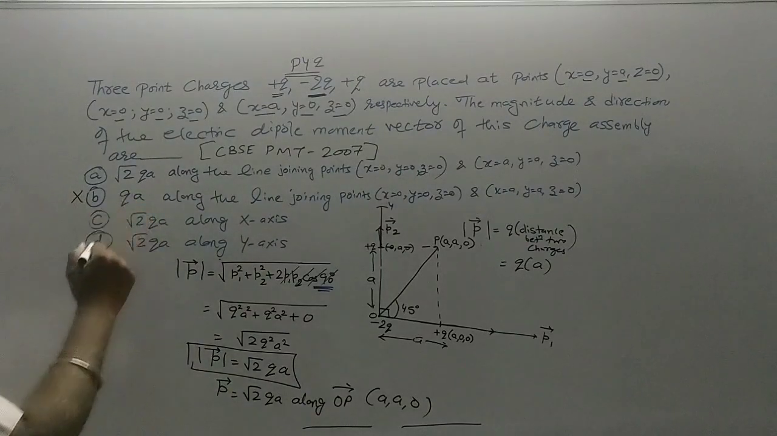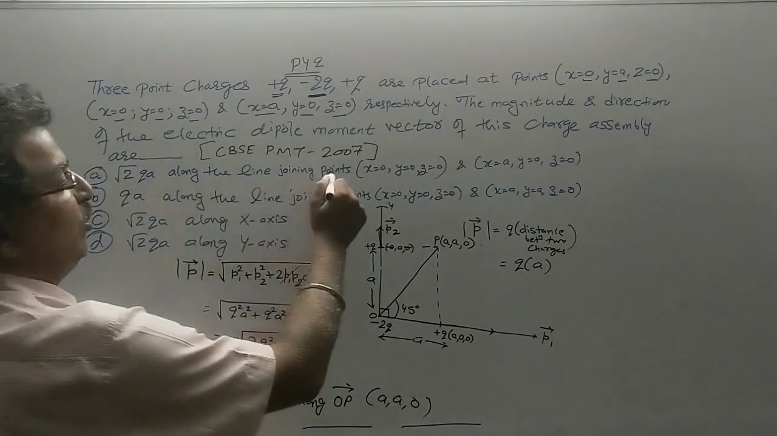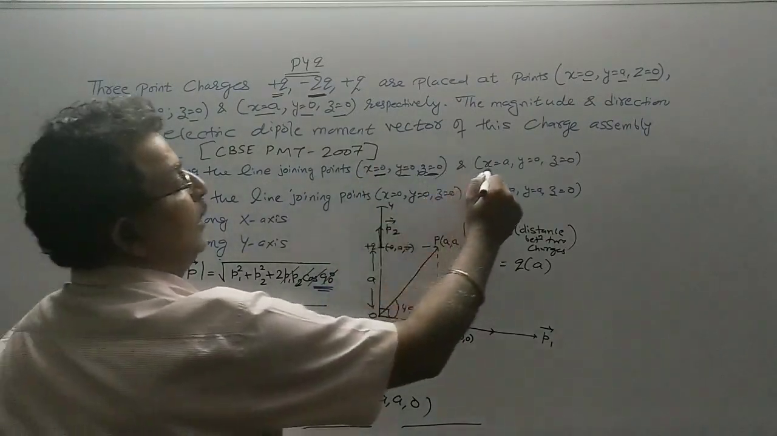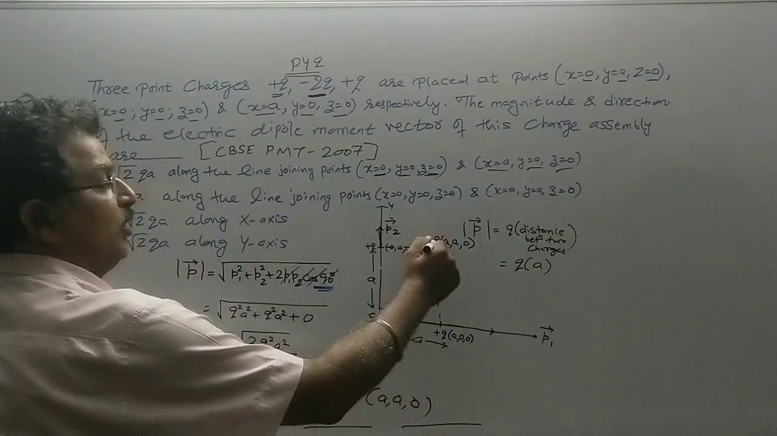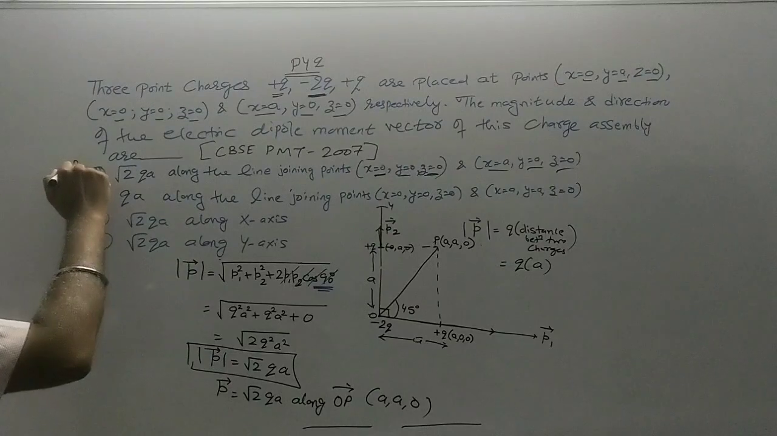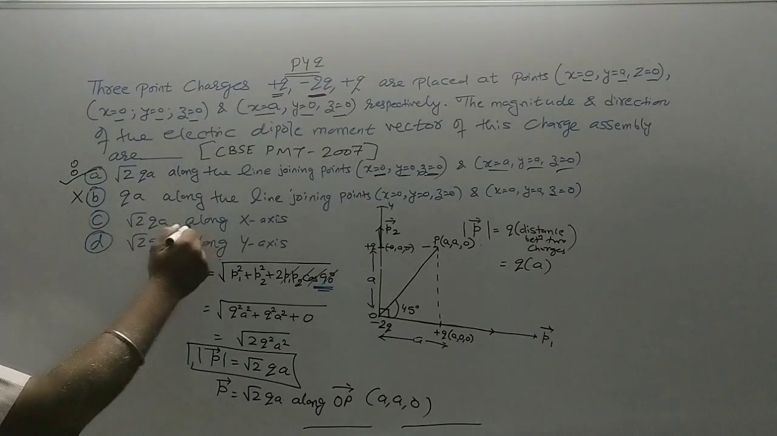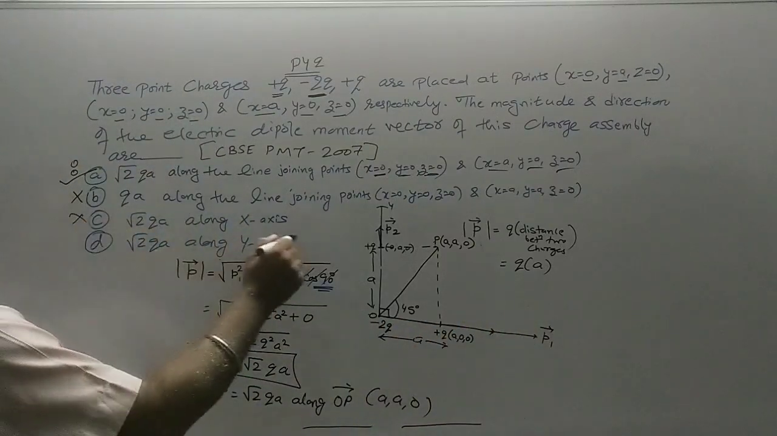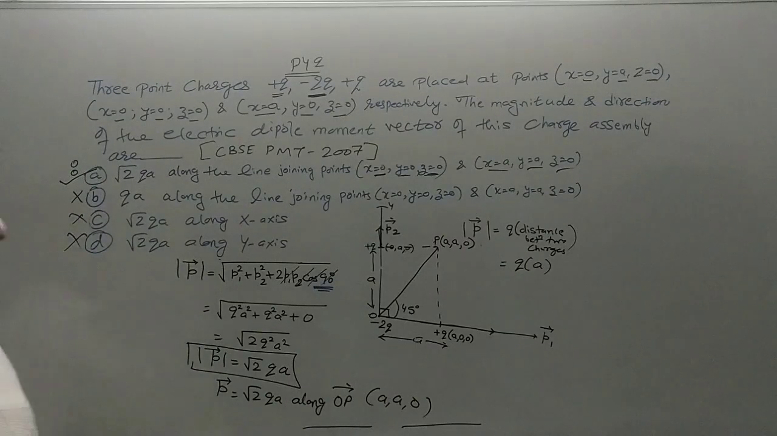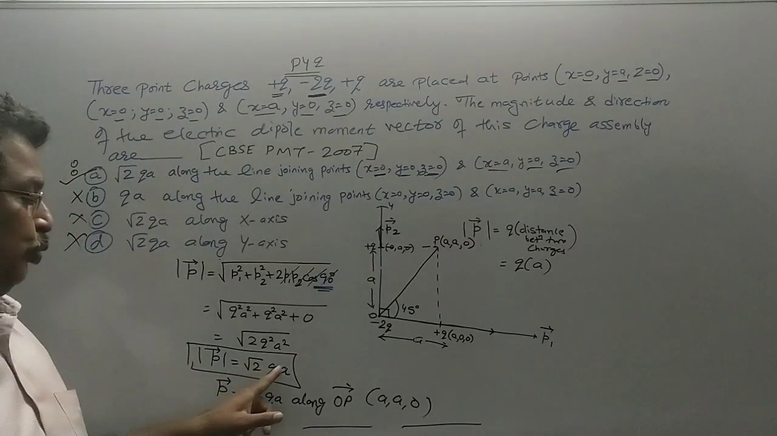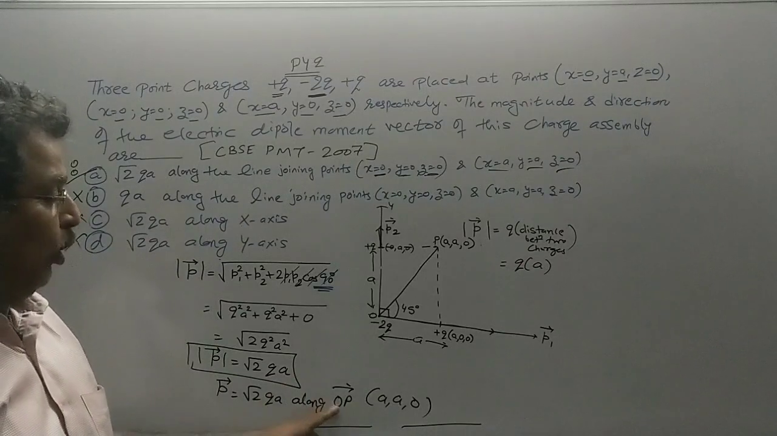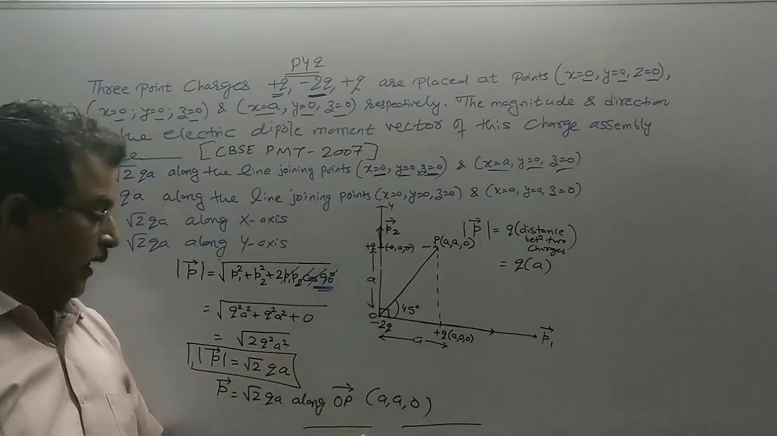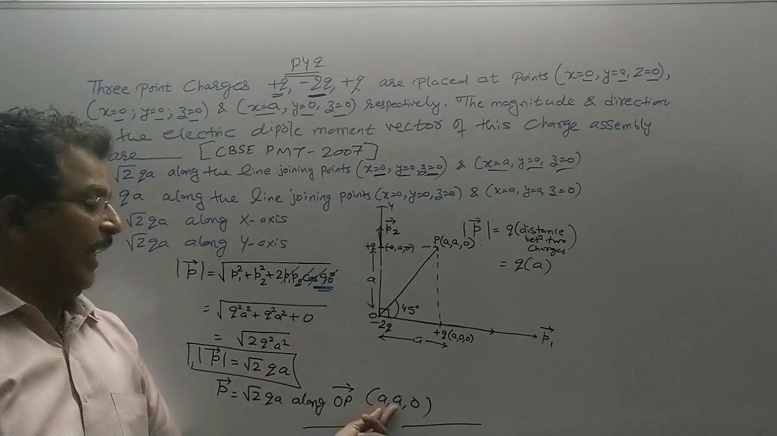So the correct option is root 2 qa along the line joining the point (0, 0, 0), that is your origin, to (a, a, 0), that is point P. So the correct option is A. Option C says the resultant should be along the x-axis, but the resultant is not along the x-axis. The resultant is not on the y-axis also. So the correct option comes out to be magnitude root 2 qa, and the direction is along O to P, making an angle of 45 degrees with the x-axis. Or you can say the coordinate is (a, a, 0).